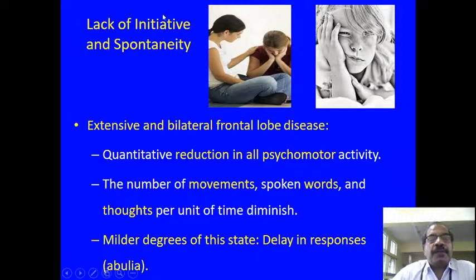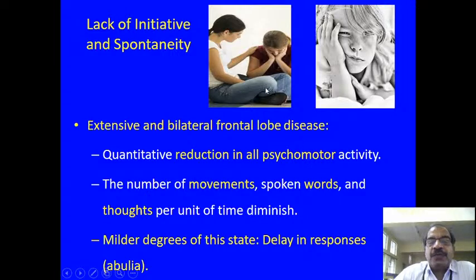So this is about the lack of initiative and spontaneity. In case the patient has extensive involvement, or there is involvement of both the frontal lobes, then the disease manifestations clinically will be much more severe. So whatever the psychomotor activity is there, it will be severely impaired.